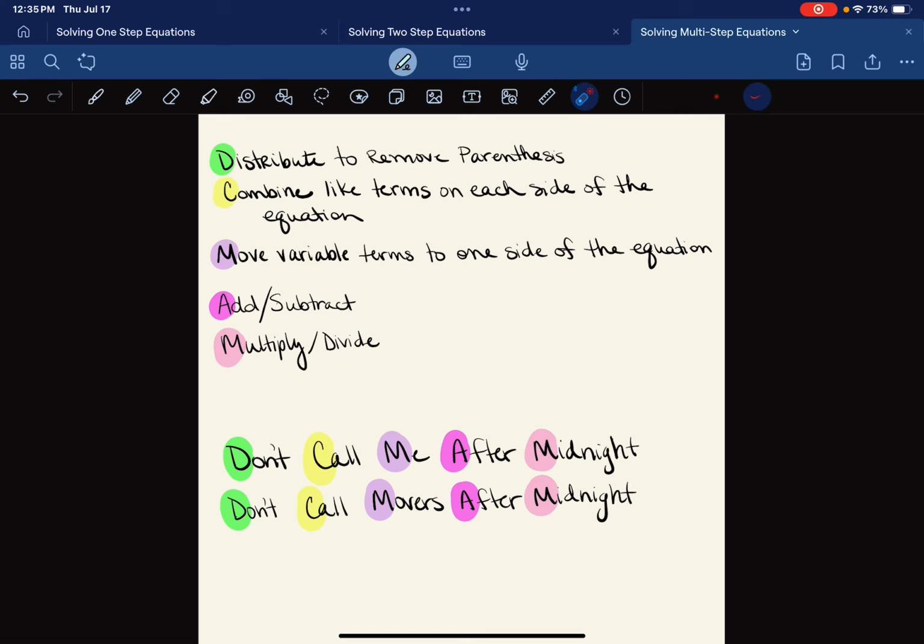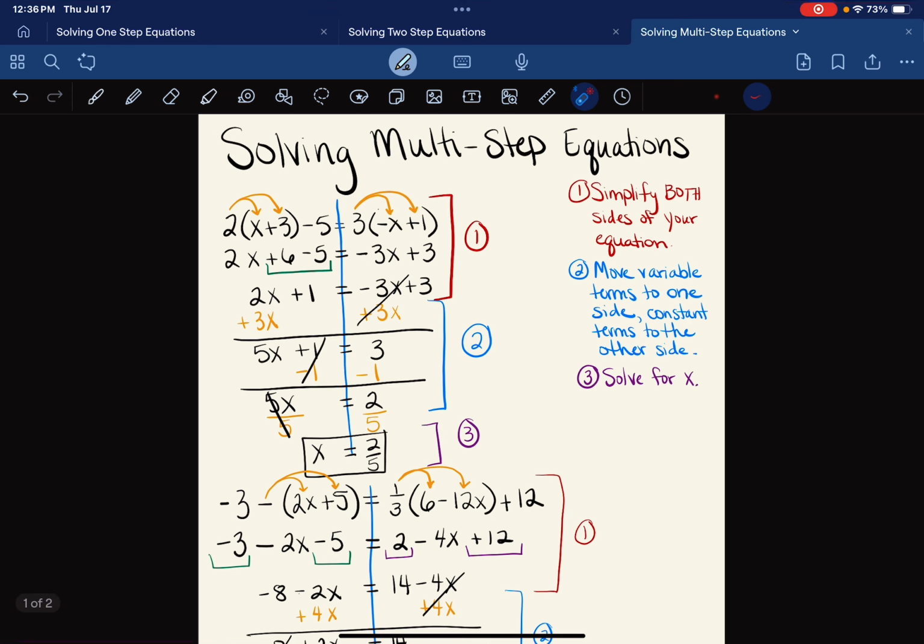Your first step, the D, is for distribute, to remove your parentheses. You are going to combine like terms on each side of your equation. Then you want to move your variable terms to one side of the equation. Then you want to do any addition or subtraction to both sides, and then you want to multiply and divide. Either way, if you need more broken down steps, here you go, or you can just use the steps that we did on the front.